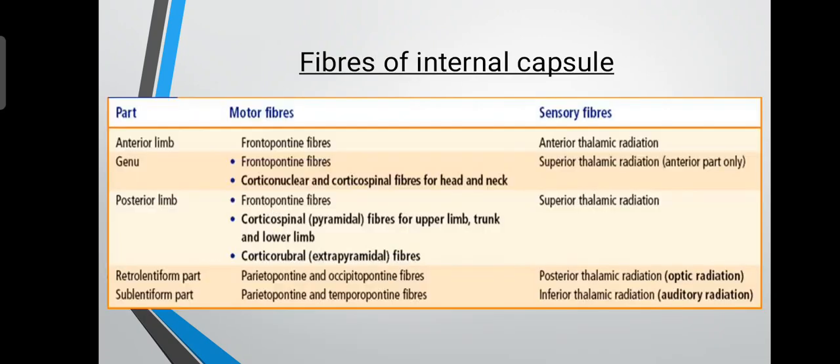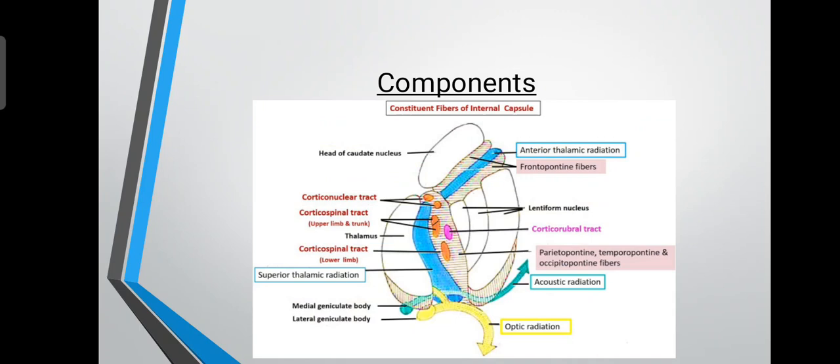We can call that the anterior thalamic radiation that passes through the anterior limb of the internal capsule, and the superior thalamic radiation that passes through the genu and posterior limb of the internal capsule. And we can see the descending fibers, some of which reach the pontine nuclei, and they are called frontopontine, parietopontine, temporopontine and occipitopontine. Some of the descending fibers reach the spinal cord, and they are called the corticospinal tract.